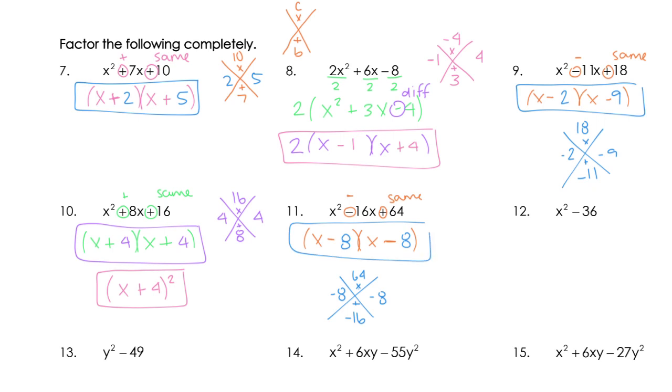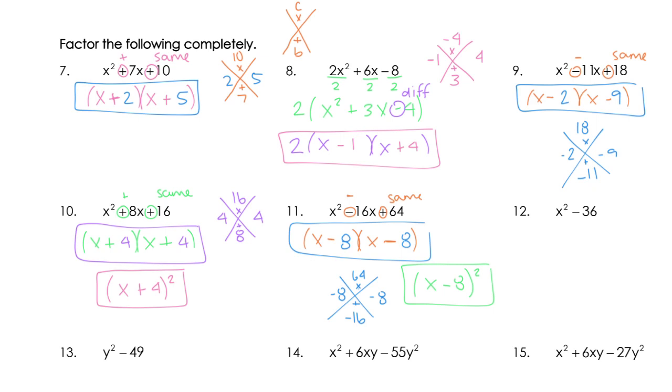Again, just like number 10, these two end up being the exact same parentheses. So I would also accept x minus 8 squared on the outside, since there are 2 of the exact same parentheses.